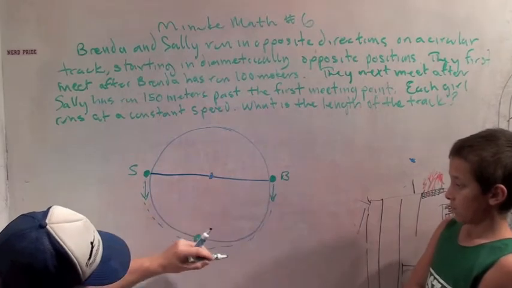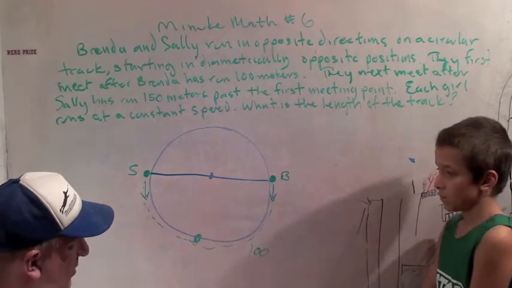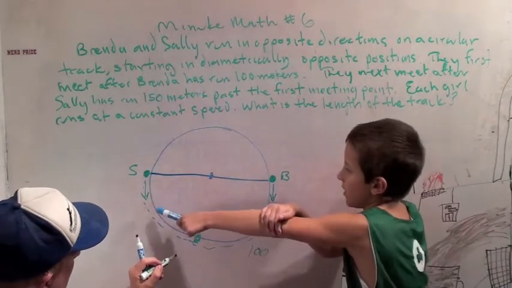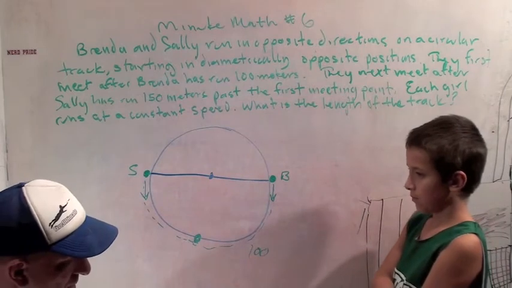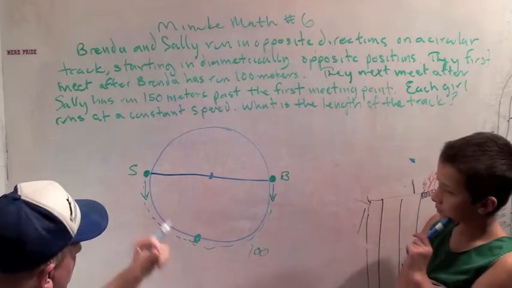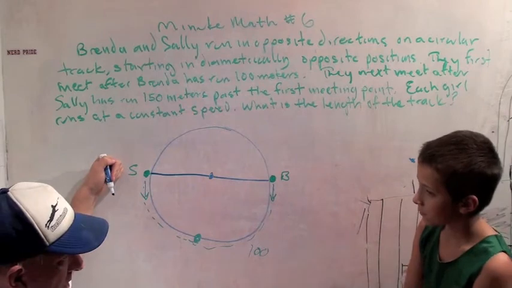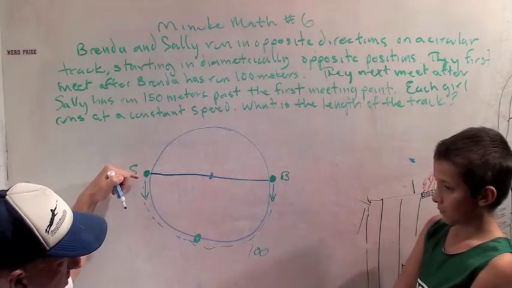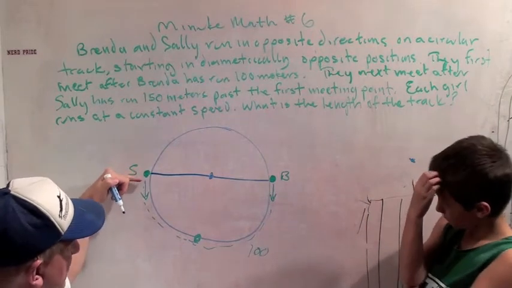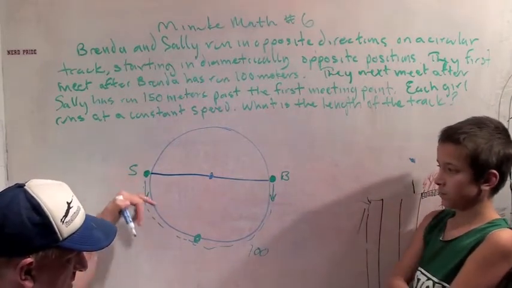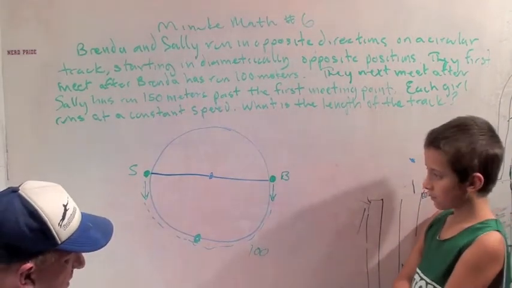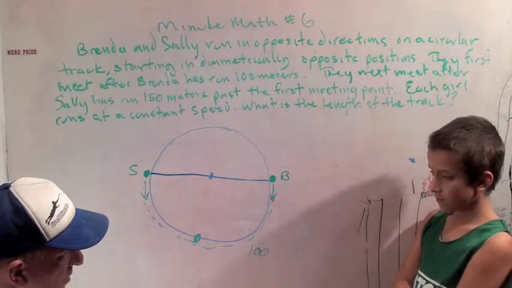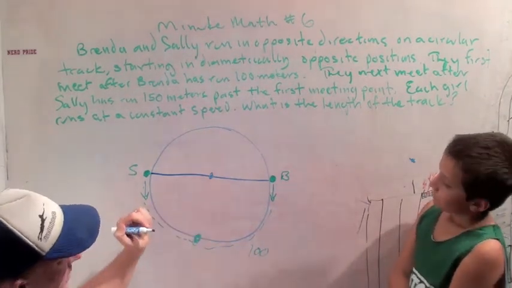So they first meet, they go down here, and let's say they meet here, just for fun, because we don't know exactly where they meet. But we'll know this is 100 meters. So Brenda ran 100 meters when they first meet. Well, doesn't that mean this is 100 meters also? They might be running at different speeds. What if Sally wasn't actually running? Then it would mean it was 100 meters halfway around the circle. So how big would the whole circle be? 200. If she was running really slow, maybe it would be a little different, but if she was running super fast, then it would be different. So we don't know. It doesn't say they're running at the same speed.